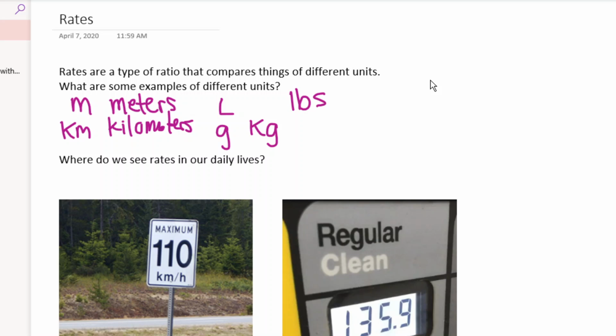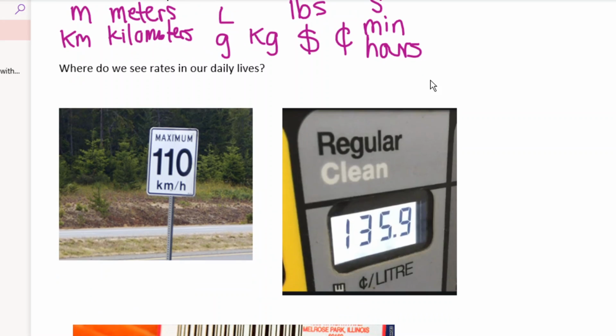We can use imperial units. We probably won't do a lot of that. We have dollars. We have cents. We have units of time. We have seconds. We have minutes. We have hours. And these are all examples of different units that we might run into. And we see rates a lot in our daily lives, actually.